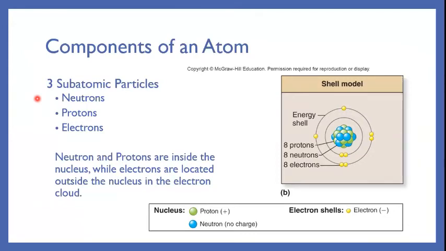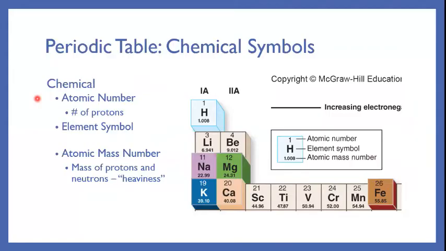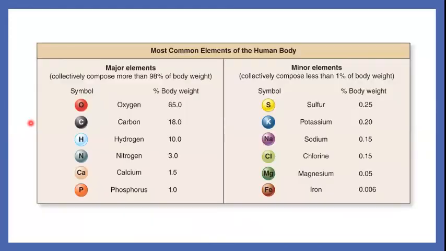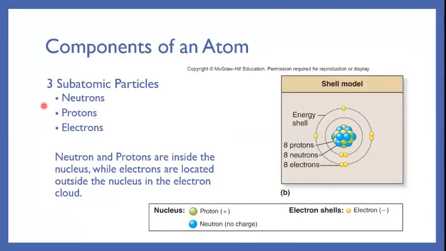If you recall, an atom is the smallest particle that exhibits the chemical properties of an element. When we come to the neutrons, the protons, and electrons, these compose every single atom. So a carbon atom has neutrons, protons, and electrons, the same way a hydrogen atom has neutrons, protons, and electrons. The only thing that varies is the number that they have. This is true for all of the atoms.